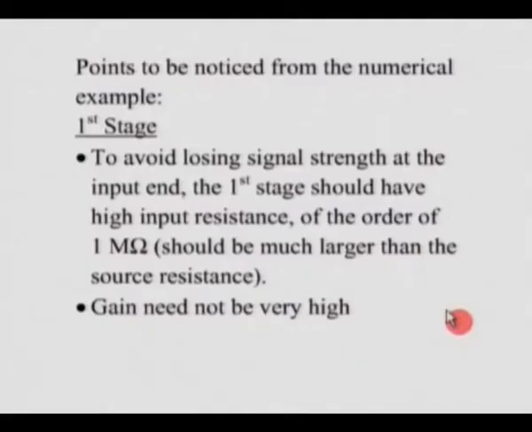Now, we need to notice a few points. Again, to reiterate, what we saw was that if we want to avoid losing signal strength at the input end, the first stage should have fairly high input resistance, of the order of 1 mega ohm or higher. This input resistance of the first stage should be much higher than the source resistance. But one very important thing to keep in mind is that the gain need not be high.